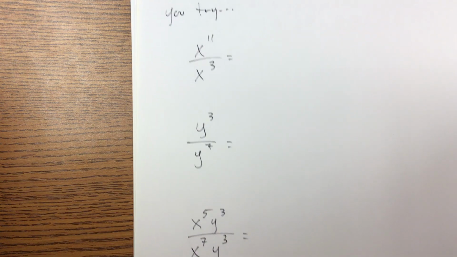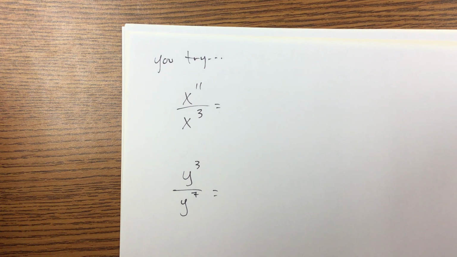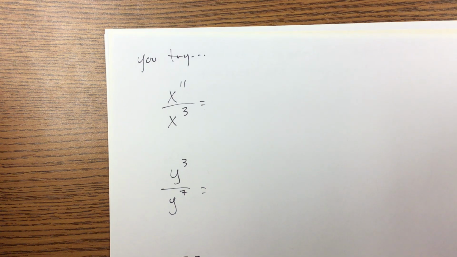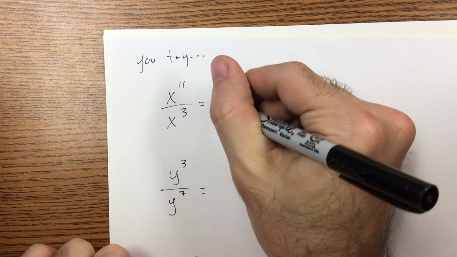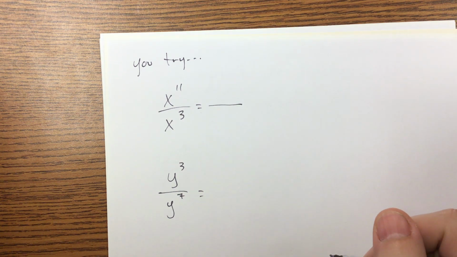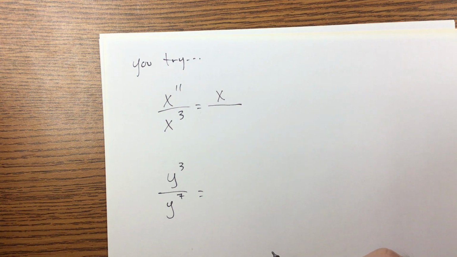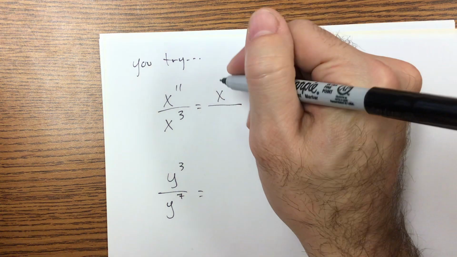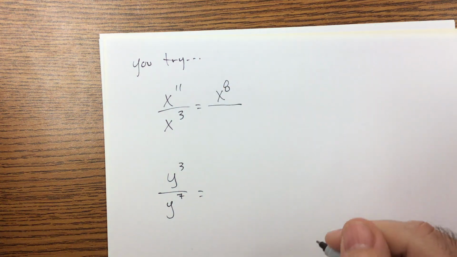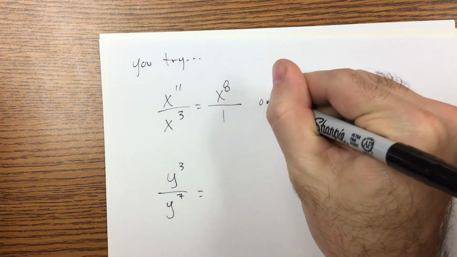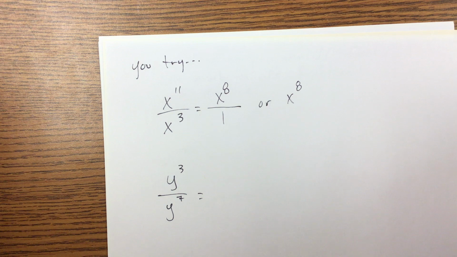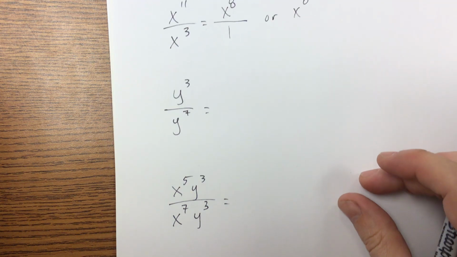You try. So I want you to try just these first two, and then I'll slide the paper up, and we'll do those. All right, so I'm going to pause it. You try. All right, which x has more, top or bottom? Top does. How many more are on top? 8? 11 minus 3 is 8? Yeah. So you can either just have x to the 8th over 1, or just x to the 8th is fine.